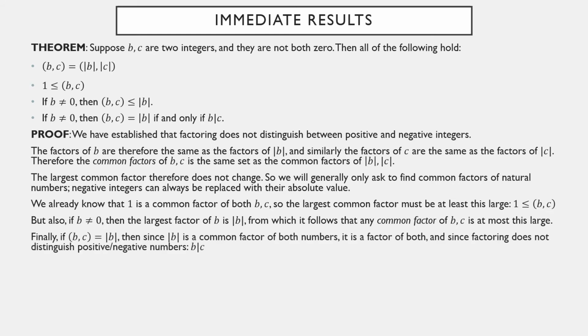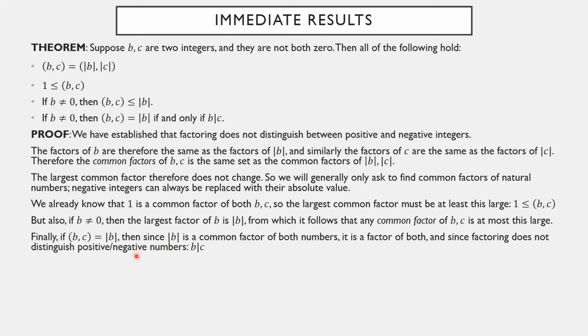And the last claim: if the greatest common factor is actually the absolute value of b, well, if it's the biggest of all common factors, then it is one such common factor. Therefore, it must be a factor of both. So the absolute value of b is a factor of b, and then the absolute value of b would have to be a factor of c.